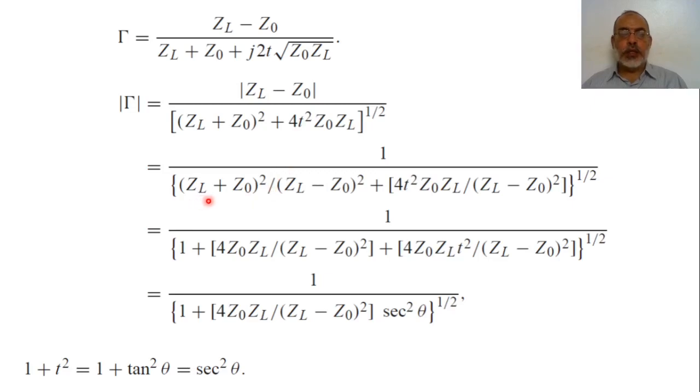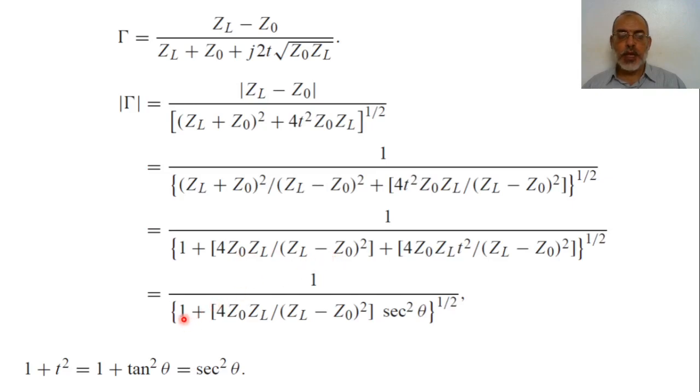We can arrange (Z load plus Z naught) squared over (Z load minus Z naught) squared as (Z load minus Z naught) squared plus 4 Z naught Z load. Okay? (Z load minus Z naught) squared over (Z load minus Z naught) squared is 1. The remaining term is 4 Z naught Z load over (Z load minus Z naught) squared. Actually, this term is exactly this term except t squared. So we can take this as a common factor.